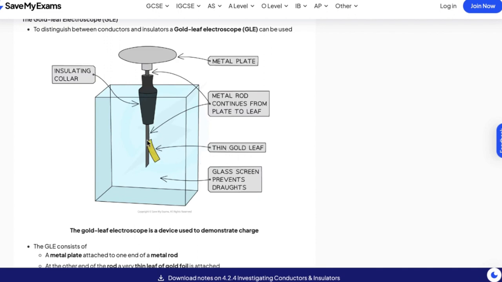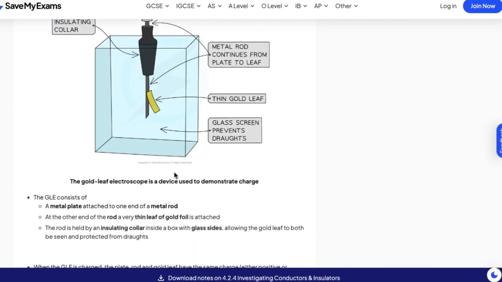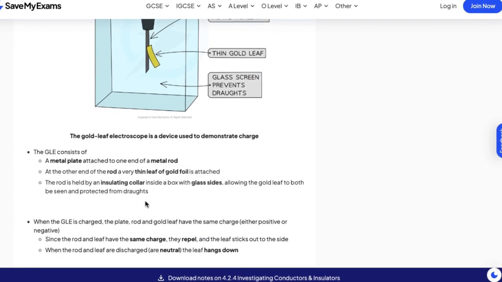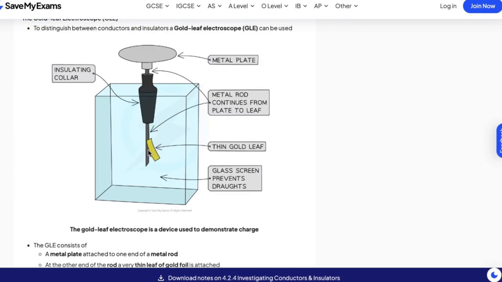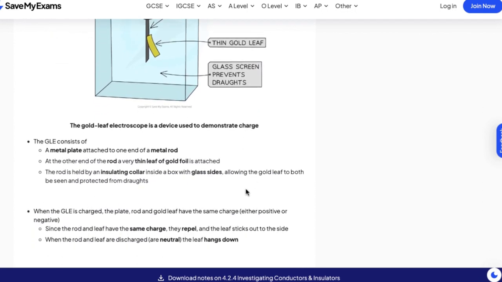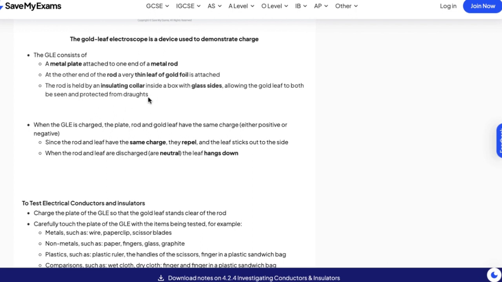Why do we call it a gold leaf electroscope? It has a gold leaf attached to this metal rod, and a glass screen to cover it up. At the end of the rod, a very thin gold leaf foil is attached, and the rod is held by an insulated collar inside a box with glass sides, allowing the gold leaf to be both seen and protected from drafts.